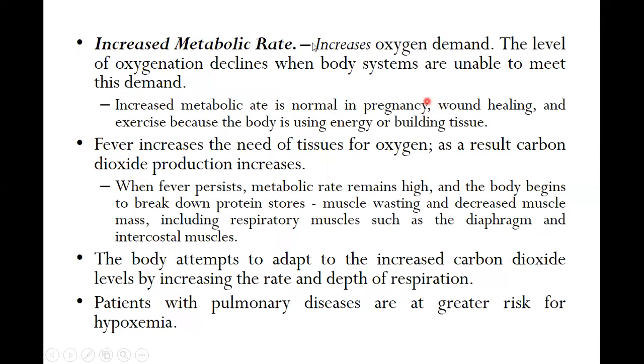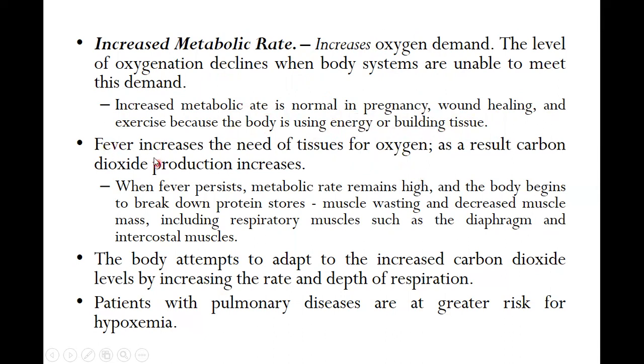Okay, other conditions, we're still looking at physiological conditions. Increased metabolic rate. Now, metabolic rate might increase in certain cases. Whenever there is an increased metabolic rate, that will increase the demand for oxygen, and the level of oxygenation declines when body systems are unable to meet this demand. For example, increased metabolic rate is normal in pregnancy, wound healing, and exercise, because the body is using energy for building tissues.